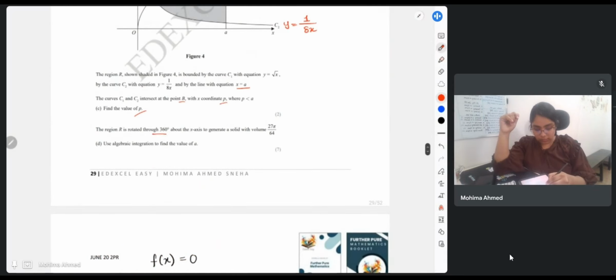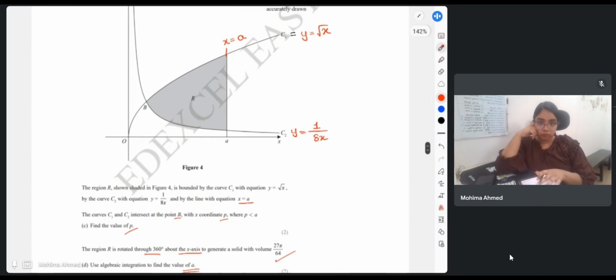The region R is rotated 360 degrees about the x-axis to generate a solid with this volume. The volume is already provided to you. We need to use this volume and use algebraic integration to find the value of A. We can clearly understand from this graph that we have to do normal integration, but this time the equation would be C1 minus C2, because C1 is above and C2 is at the bottom. So it's going to be C1 minus C2.